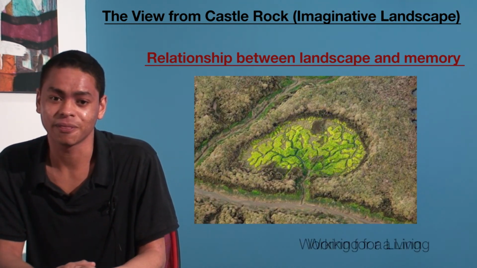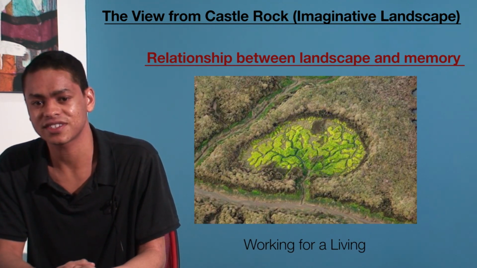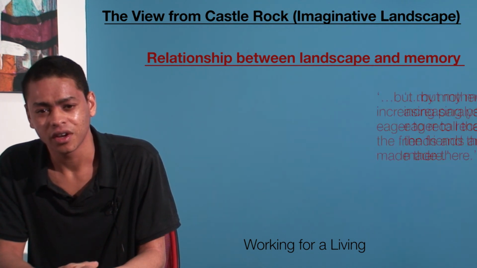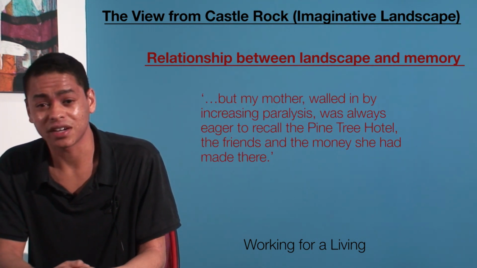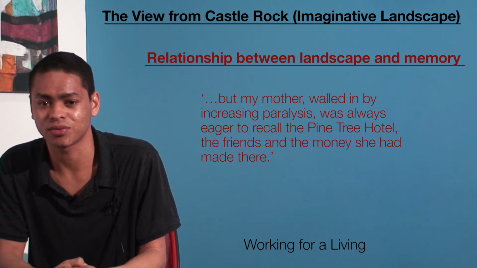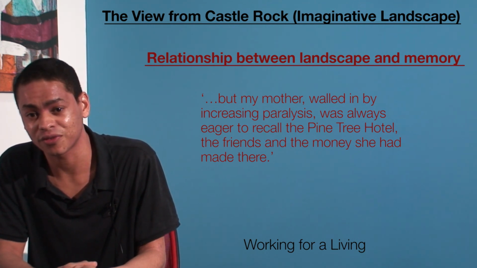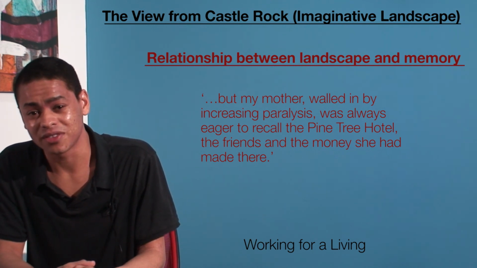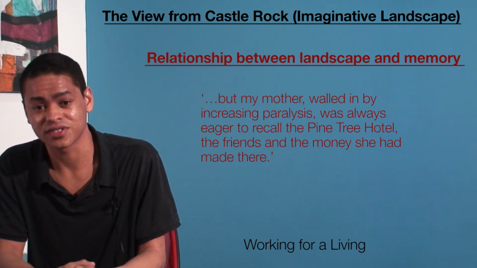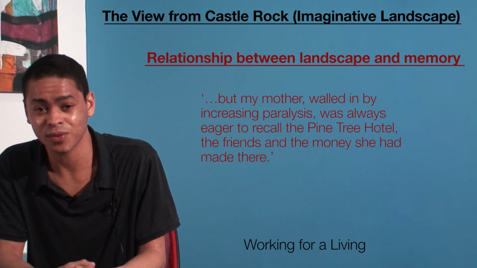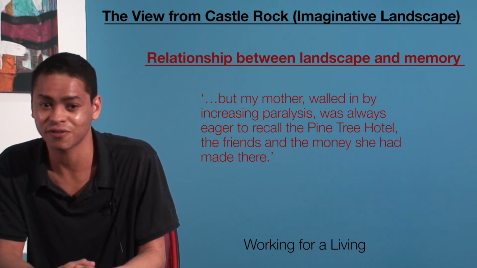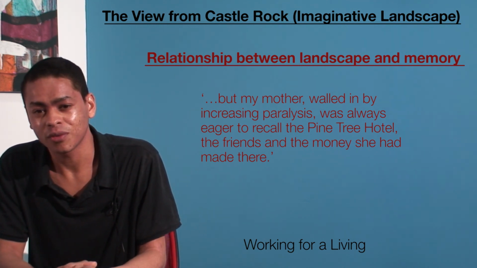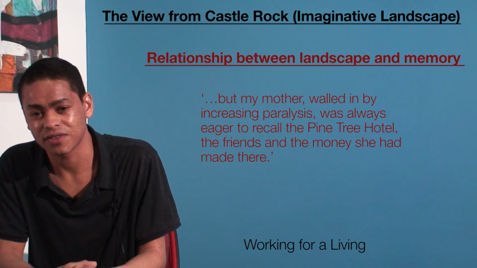In Working for a Living, the landscape of the past is used as an escape from the present by Munro's mother, who is suffering from Parkinson's. "But my mother, walled in by increasing paralysis, was always eager to recall the Pine Tree Hotel, the friends and money she had made there." The claustrophobia that Munro's mother begins to feel as a result of her own failing body is assuaged by her memory of success selling furs in the Pine Tree Hotel some years earlier. Memory forms a refuge from the pain and isolation of her current situation.